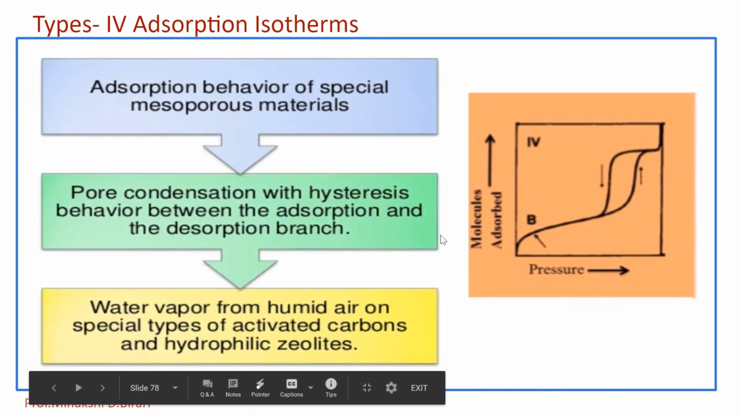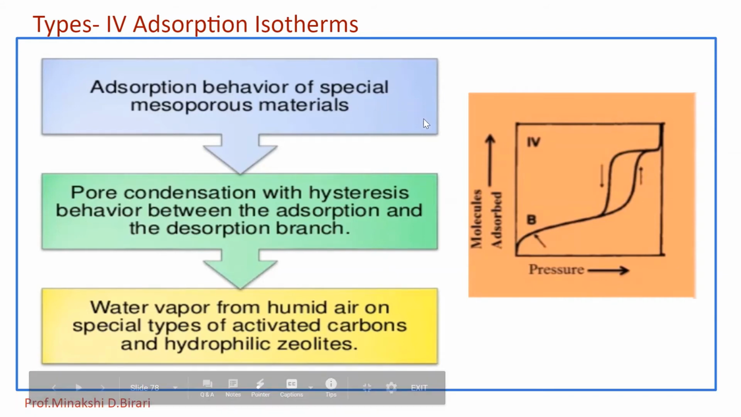So type 4th adsorption isotherms show the adsorption behavior of special mesoporous materials, pore condensation with hysteresis behavior between the adsorption and the desorption branch, water vapor from humid air on special types of activated carbons, and hydrophilic zeolites. These are the examples for this type of adsorption isotherm. So it is the extension of type 2nd adsorption isotherm.